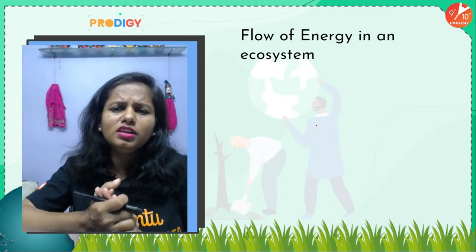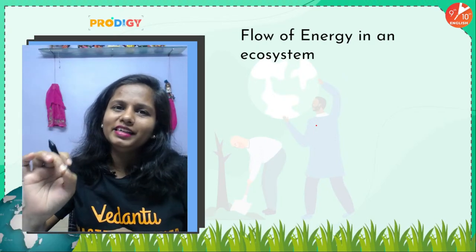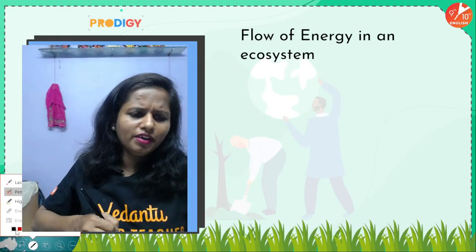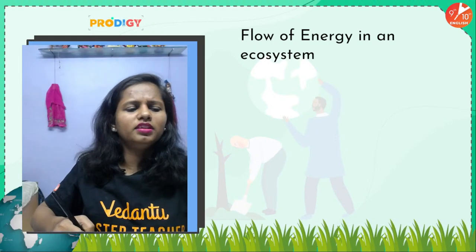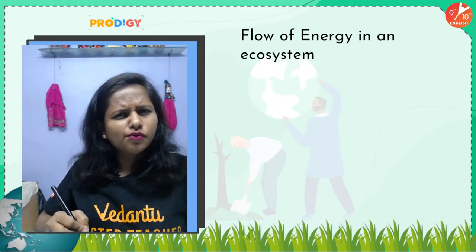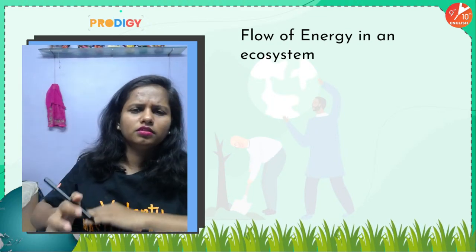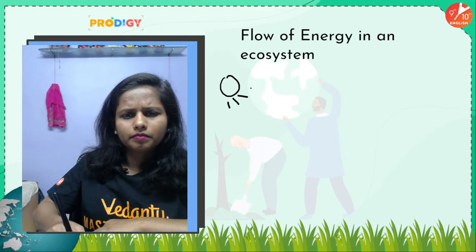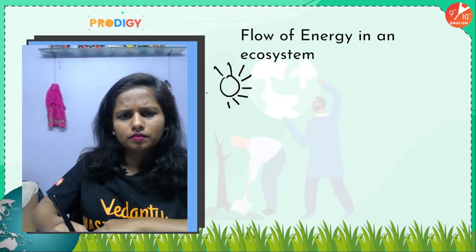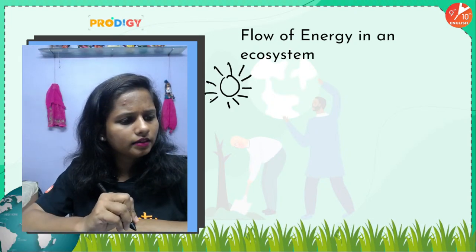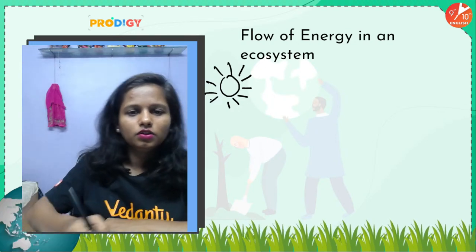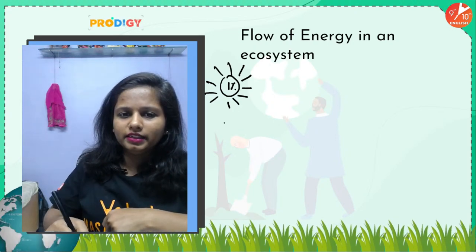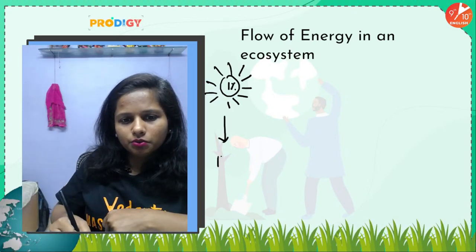Now, let's talk about the flow of energy in an ecosystem. So tell me, what is the driving source of energy in an ecosystem? Without that, a food chain cannot operate, a food web cannot operate, an ecosystem cannot exist. Which is the driving force? It's the sun, right? So, 1% of the light energy is utilized by the green plants, that is, by the producers.